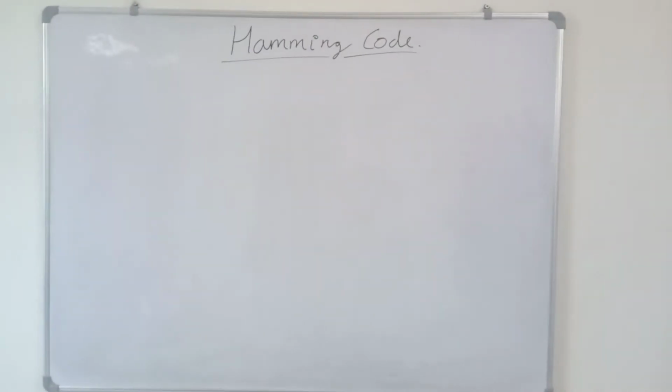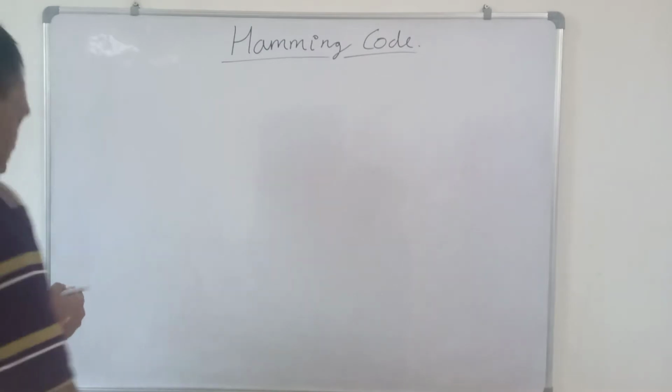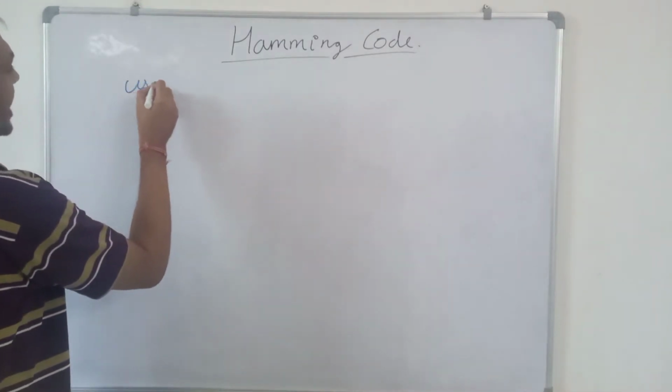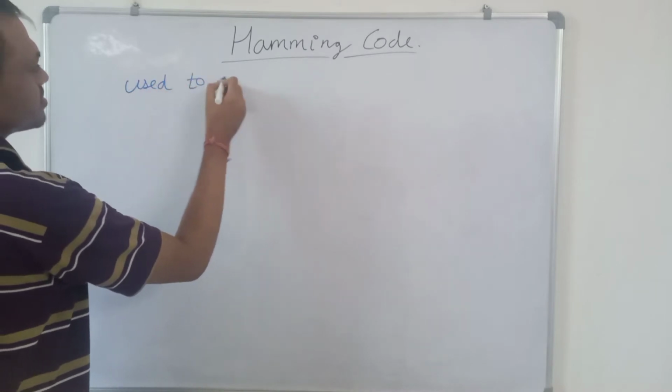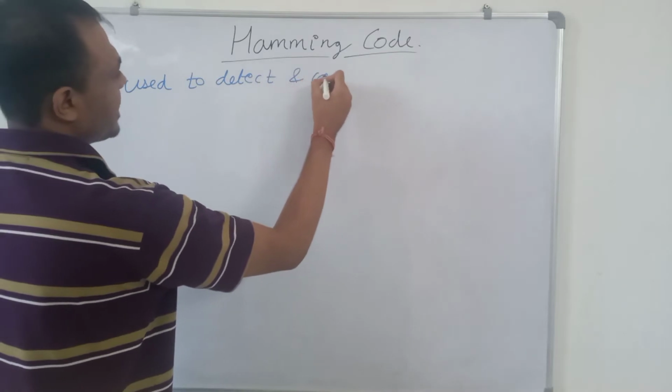So we will discuss Hamming codes. Hamming codes are the error correcting codes. They are used to detect and correct errors.